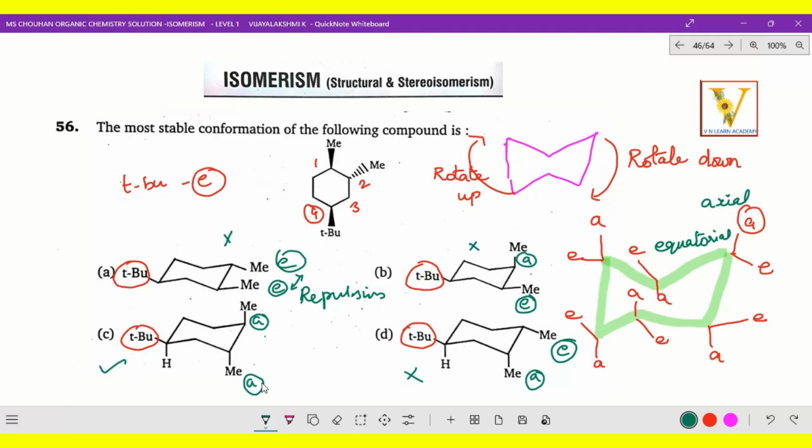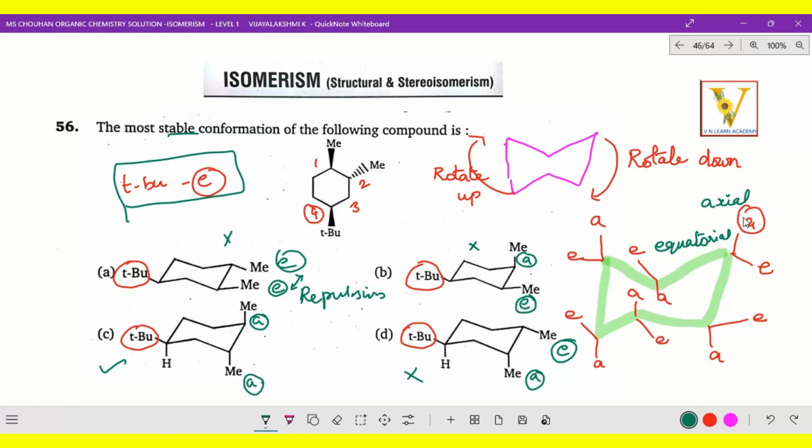Now, this is axial and this is equatorial, and this is stable. Why am I saying this is more stable? Because in the axial position the repulsion takes place, while in the equatorial position the repulsion will not take place much and it is stronger. That means it is the more stable conformation. I hope you got the clarity now on this point, and please note it down.